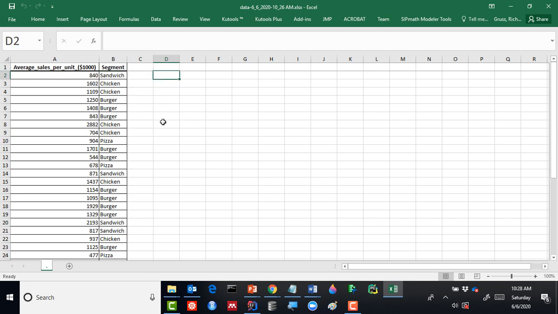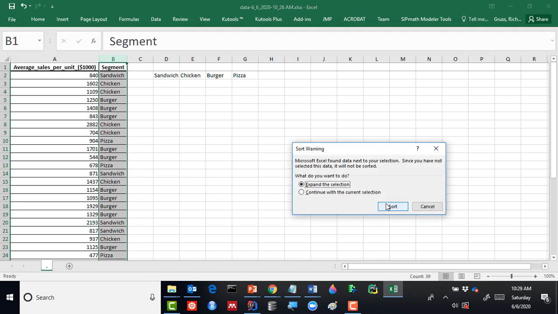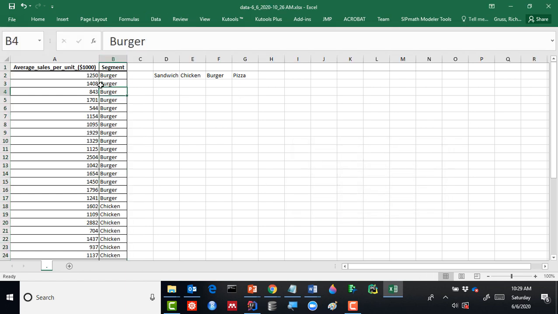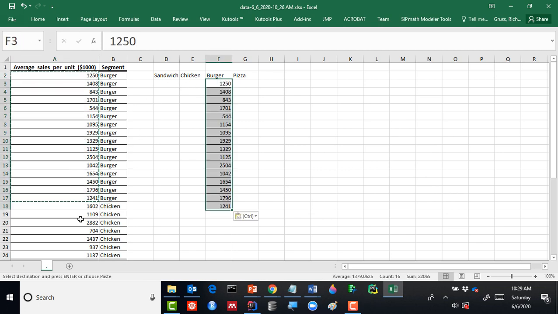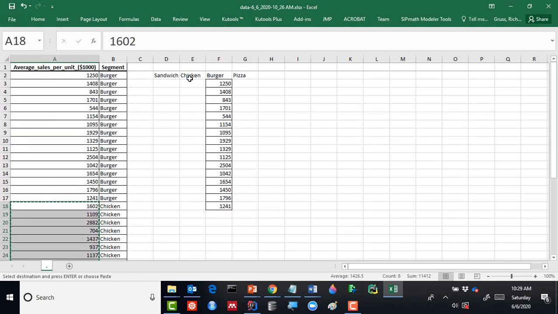We have these 4 groups: a sandwich group, a chicken group, a burger group, and a pizza group. It might be an easy way to move this if I just sort by that column. Then I have all of my observations for burger together. Those are all my burger observations. Here are all my chicken observations.